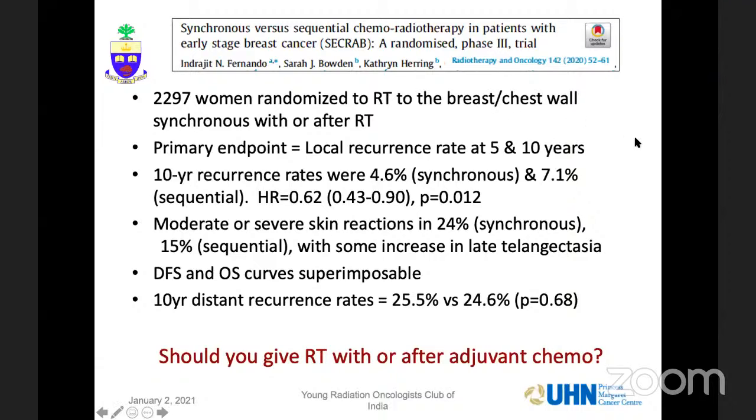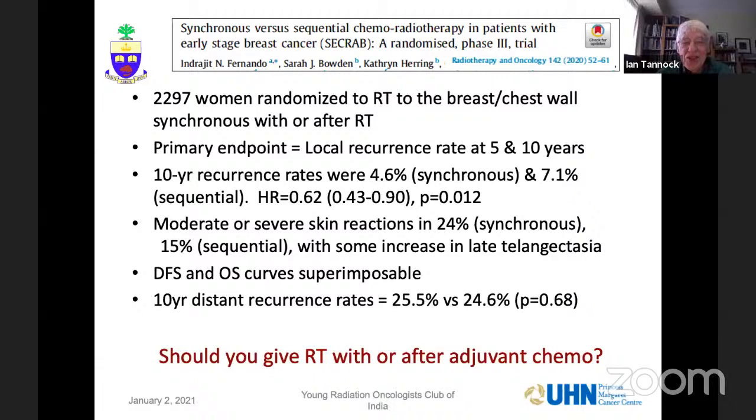I think we should give chemotherapy first so as to give a systemic control and radiotherapy later. Well, the trial suggests that systemic control is actually not lost here. I think delaying chemotherapy almost certainly would do that.